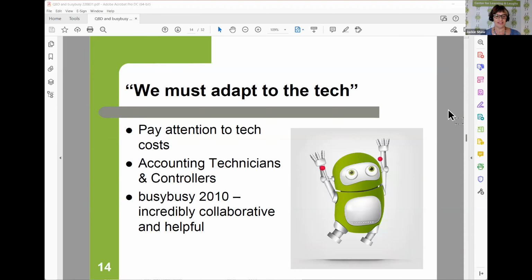So BusyBusy has been around since 2010. So, you know, we're 12 years in and they're still highly collaborative and helpful. So thank you so much.